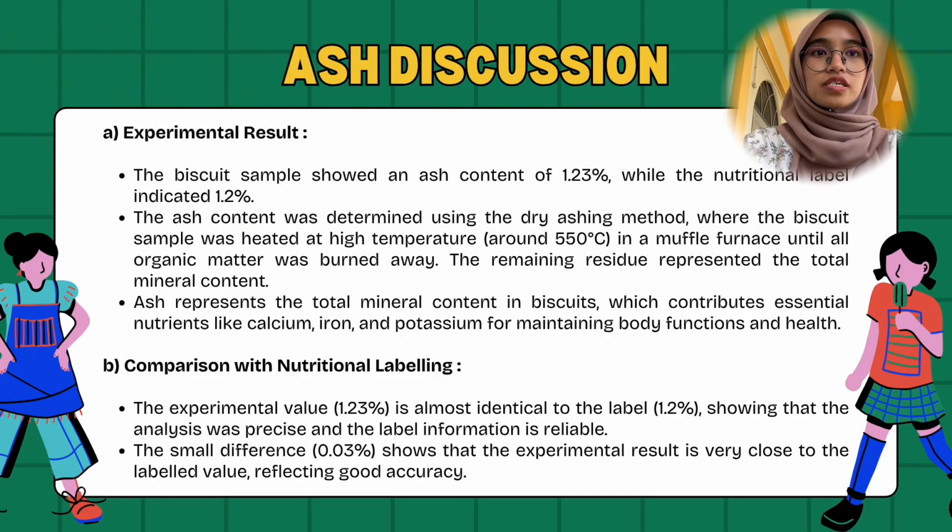Ash represents the total minerals present, such as calcium, iron, and potassium, which are important for maintaining body function and health. Our experimental value was almost identical to the label value with only a 0.03% difference. This proved that the analysis was precise and the label information reliable, reflecting good accuracy in our experiment.